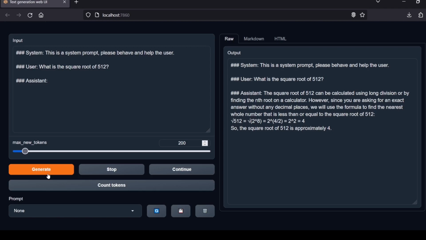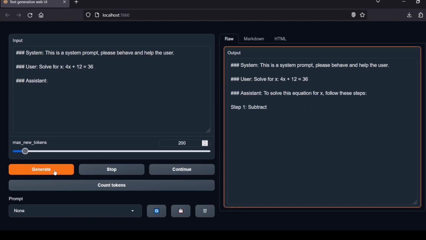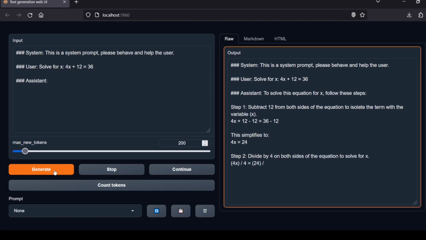Next question. Solve for x: 4x + 12 = 36. The model demonstrated step-by-step algebraic skills, accurately solving the equation to determine x equals 6. Lab rating, pass. Next question.